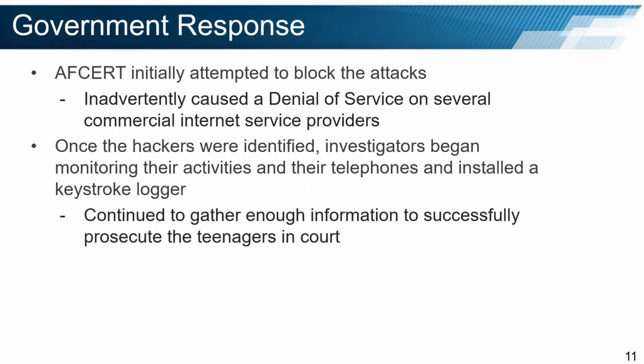Government response. The Air Force CERT initially attempted to block the attacks, but this resulted in an inadvertent denial of service attack on several commercial internet service providers. Once the teenage hackers were identified in California, investigators began monitoring their internet and telephone lines and remotely installed keyloggers on their computer systems. The investigators continued to monitor their activities in order to gather enough evidence to successfully prosecute the teenagers in court.